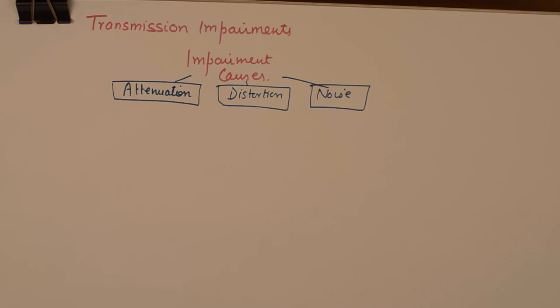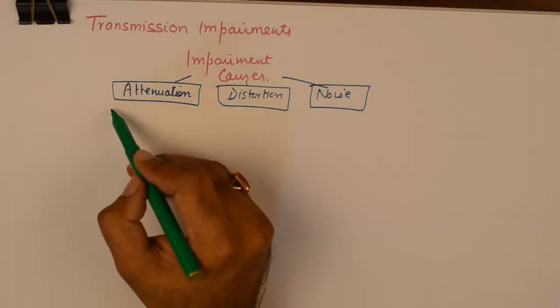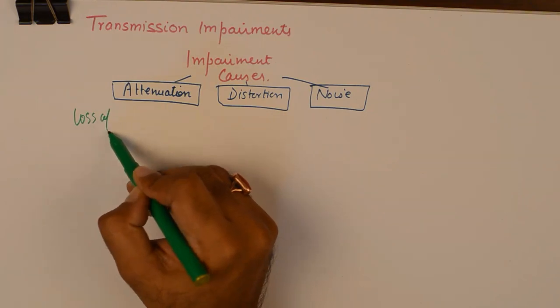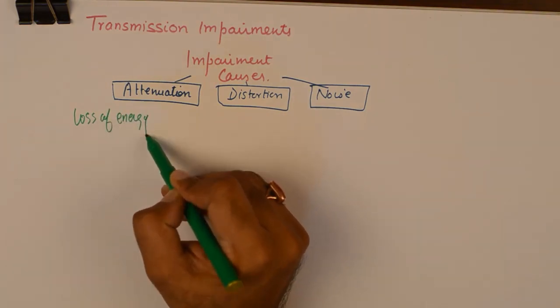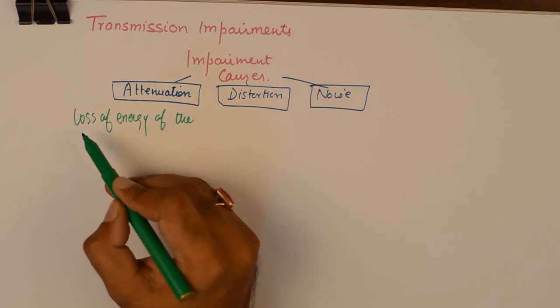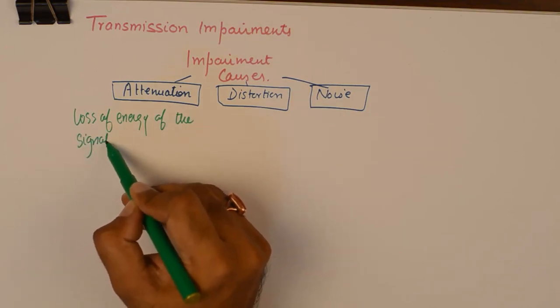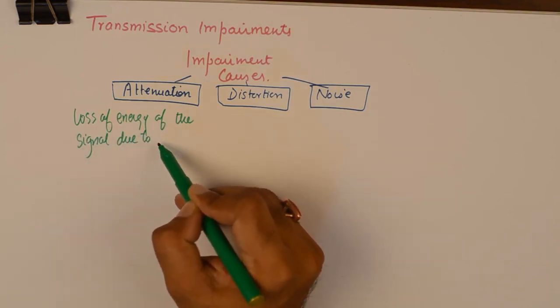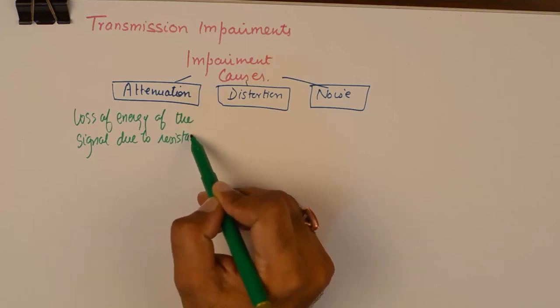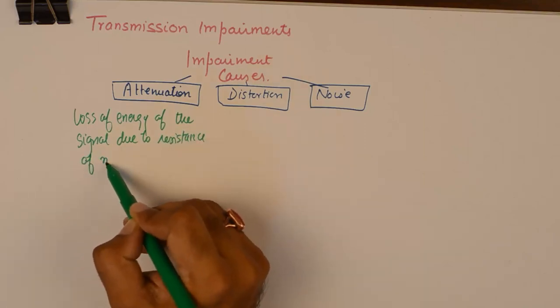Attenuation means loss of energy. When a signal, simple or composite, travels through a medium, it loses some of its energy in overcoming the resistance of the medium. So if we were to define attenuation, we could simply say this as the loss of energy of the signal due to resistance of medium.